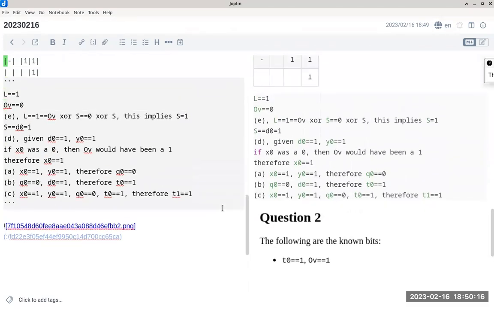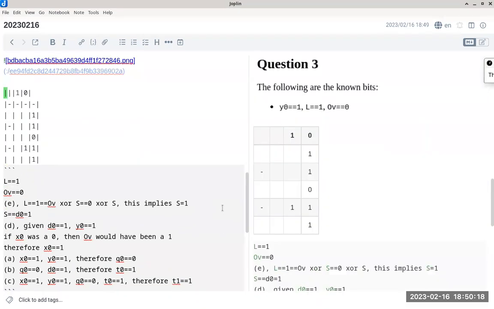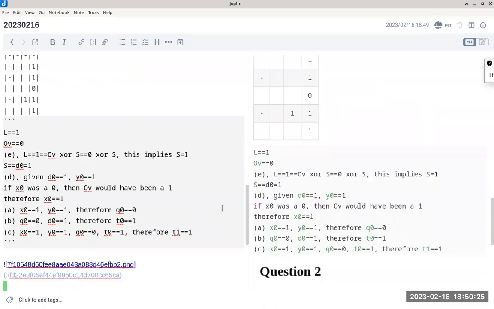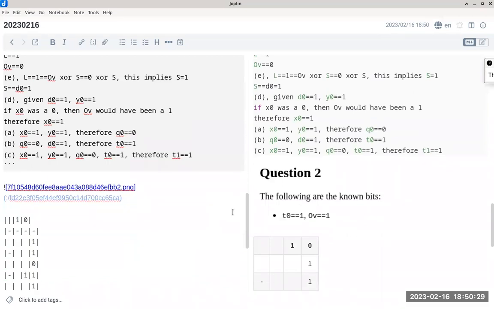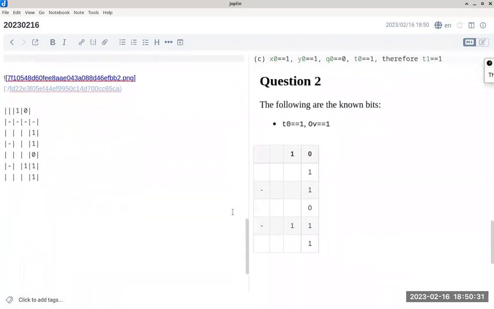I'll just be a lazy person and copy and paste this portion here. So how many lines do I need to copy? 7. And then do a paste. I like how Joplin can understand Vi key binding, so this way I can reuse all the key bindings that I already know.